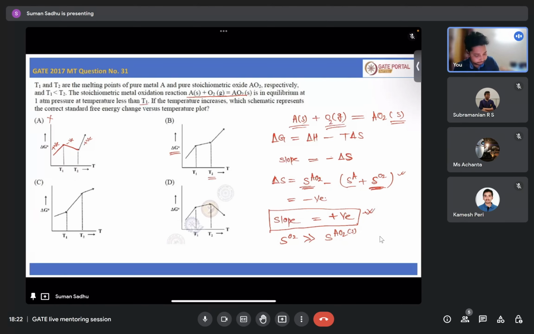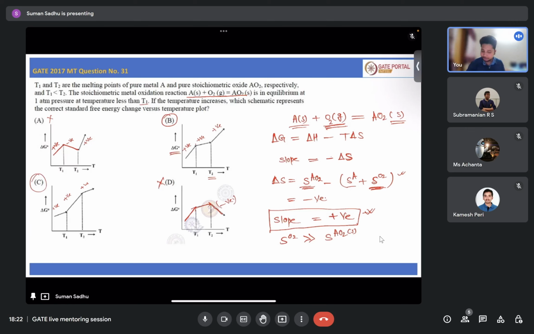Because on this side you have the gaseous form. Again, if you see here, the slope is positive here also, but the slope is changing after T1 and T2. In the last option also, first the slope is increasing, then it is increasing again, and then it decreases. So here also the slope is negative. So you can discard both options. So it will be either option B or option C.